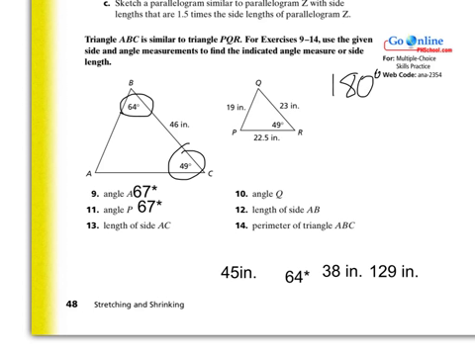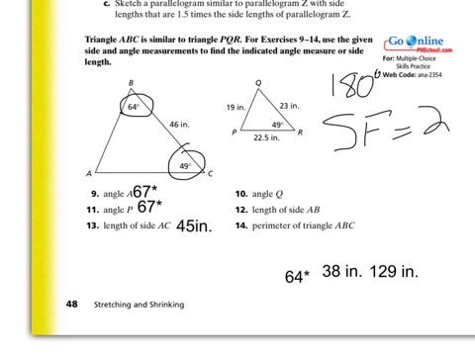Okay, so for 13, the length of side AC. If we look for the length of side AC right here, then it is going to have a scale factor that we need to find, related to PR. So side BC is going to be similar to QR. And since we're given that side BC is 46 inches, we divide that by 23 inches in QR, and then we get a scale factor of 2. So we multiply 22.5 times 2, and that's going to give us 45 inches.